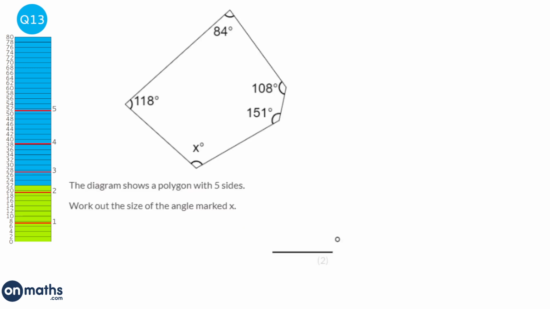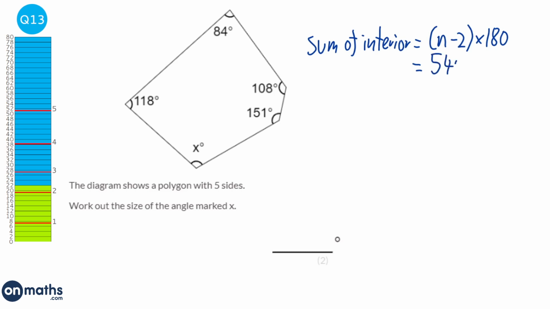Okay, first of all, we need to work out what the interior angles would add up to. So the sum of the interior angles is equal to n minus 2 times 180. Now n is the number of sides, and it has 5 sides, so it would be 5 take away 2, which is 3, and then times 180, which would be 540. So we know it will add up to 540.